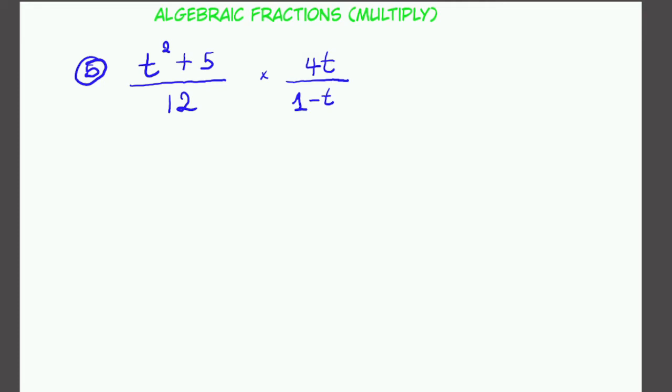Next: t squared plus 5 over 12 times 4t cubed over 1 minus t. What to do here? Anything to factor? No. Anything to cancel? Most definitely. 4 goes into 4 one time, but 4 goes into 12 3 times. Anything else to cancel? No, because we can't pull this t out and this t out to cancel with this t. So nothing else to cancel.